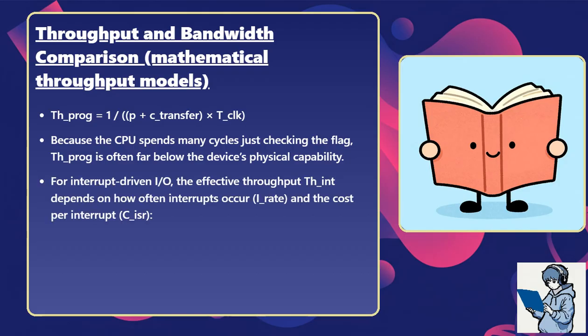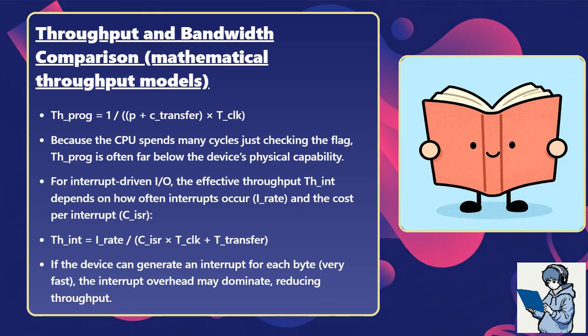For interrupt-driven I/O, the effective throughput TH_int depends on how often interrupts occur, I_rate, and the cost per interrupt, C_ISR. TH_int equals I_rate divided by (C_ISR times T_CLK plus T_transfer). If the device can generate an interrupt for each byte very fast, the interrupt overhead may dominate, reducing throughput.